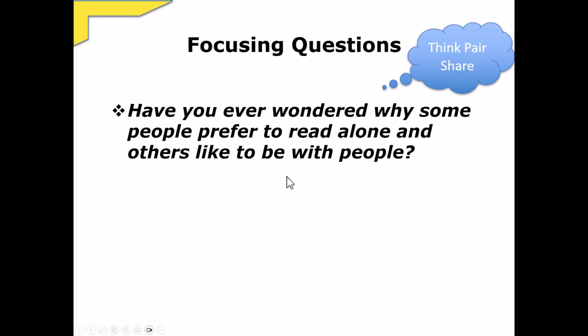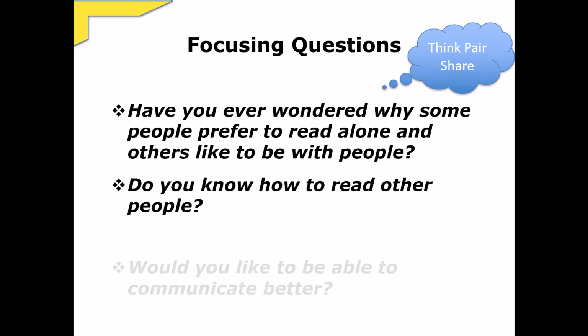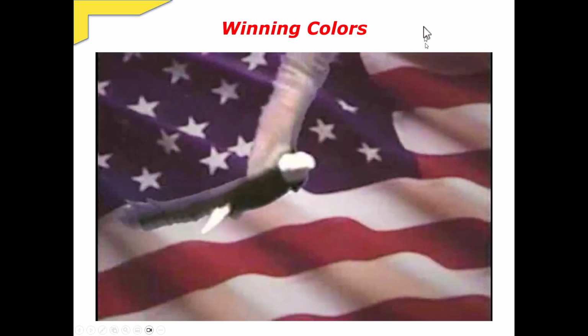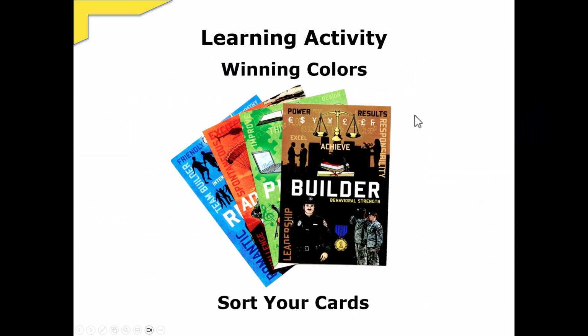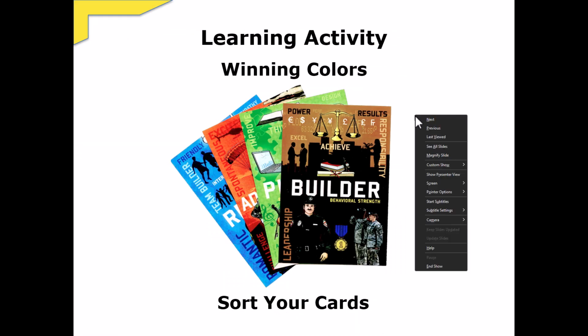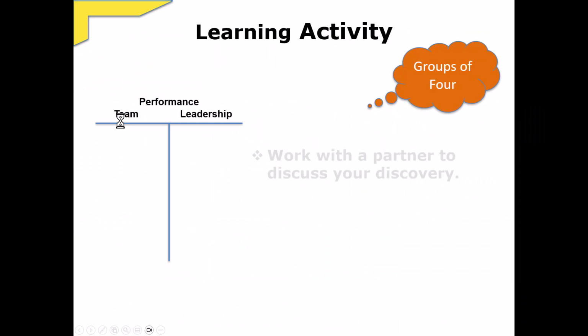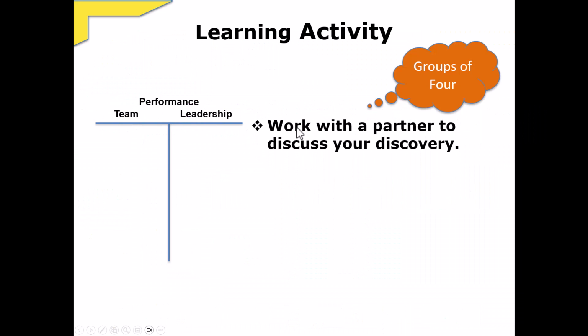I mentioned the little bubbles in the right-hand corner here. So this is a Think, Pair, Share activity. There we go. There's a video. We're not going to watch all of these videos. You can jump around here. Once we've watched the videos, we've done our sorting of our winning colors cards, which we'll do another lesson on, then you go into a lesson activity.